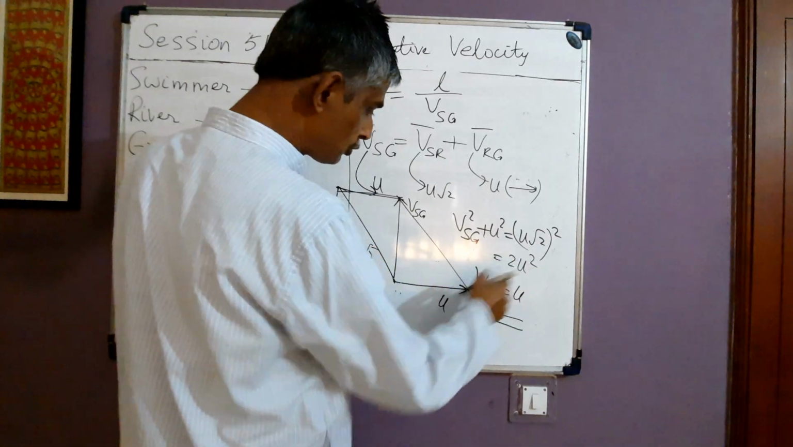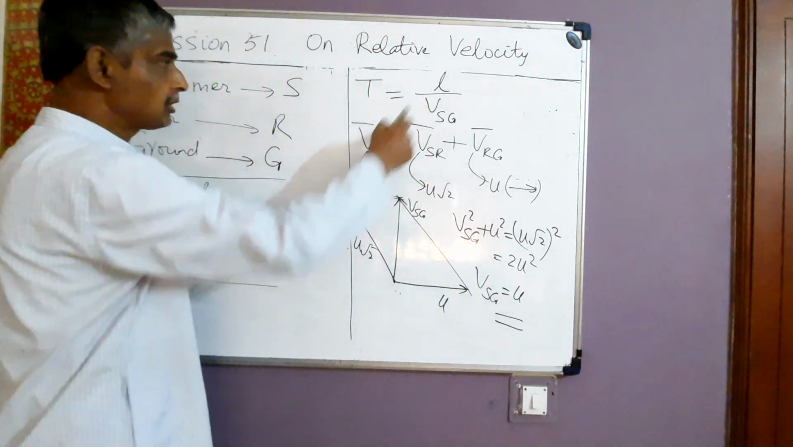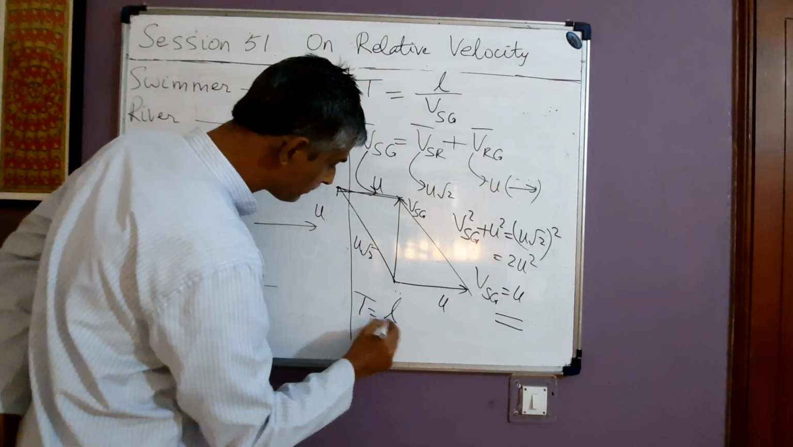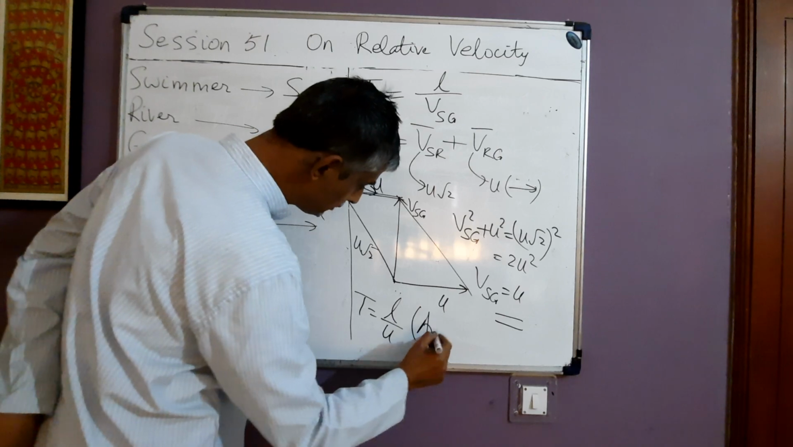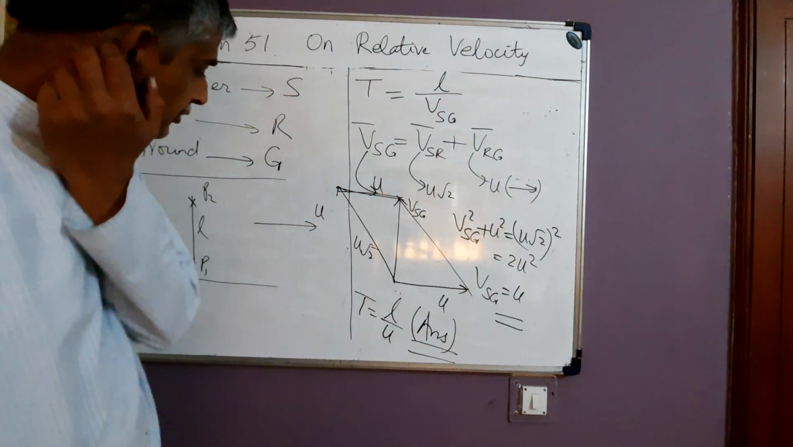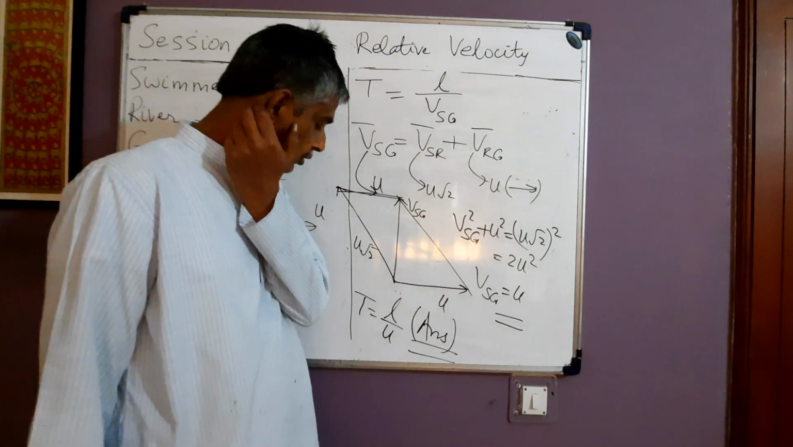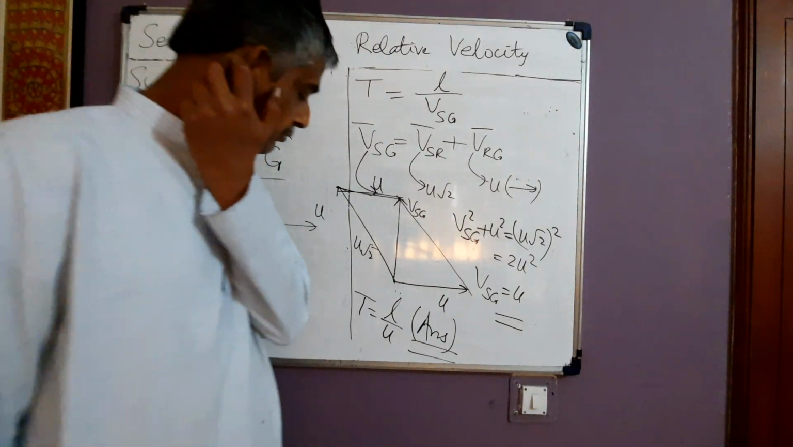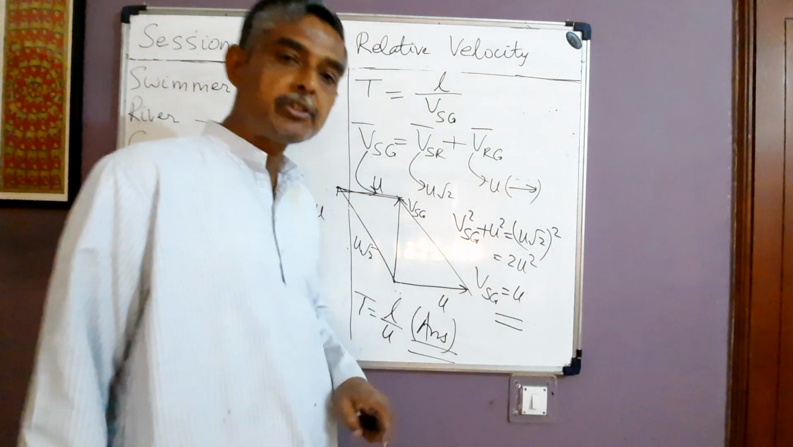Vsg square plus u square equals 2u square. Vsg is equal to u. We substitute this in this. So T becomes L by u. L by u, it is therefore the required answer. Alright. T is equal to L by u. So time T is L by u, that is the required time taken by the swimmer for the complete journey.